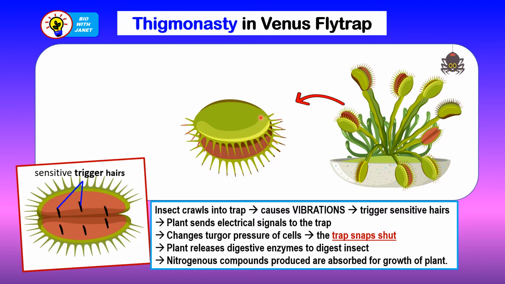So the trap snaps shut or closes, and after that the plant releases digestive enzymes to digest the insect. Let's see the trap here snaps shut like this, and then enzymes are secreted to digest the insects, and then the nutrients produced, like nitrogenous compounds, can be absorbed by the plant for growth, as it usually lives in nutrient-poor soils that contain less nutrients. So it needs this source of nitrogen, which are the insects.